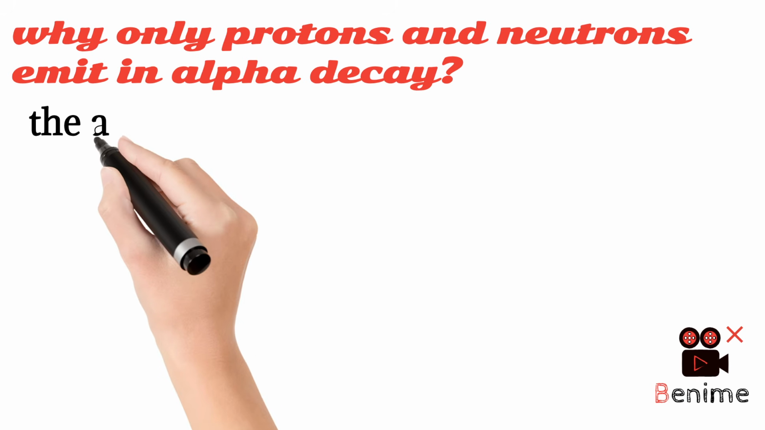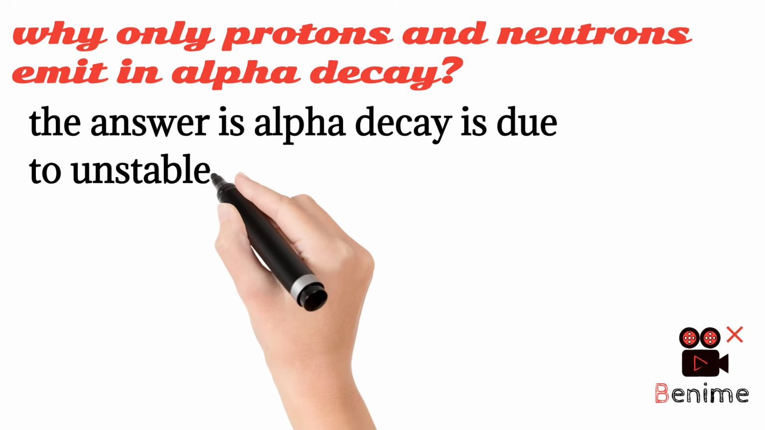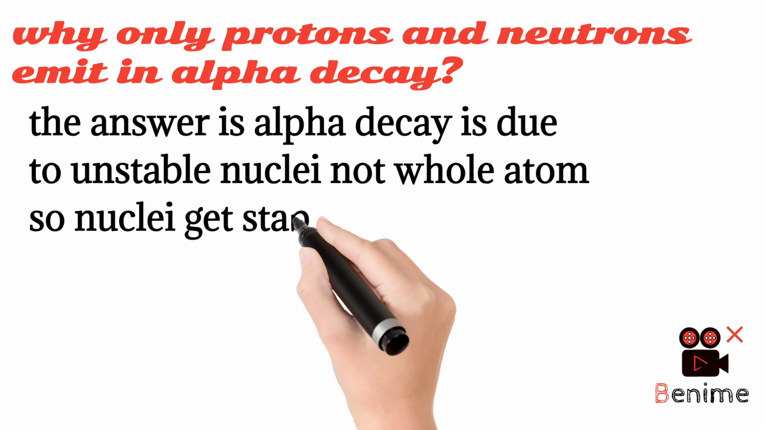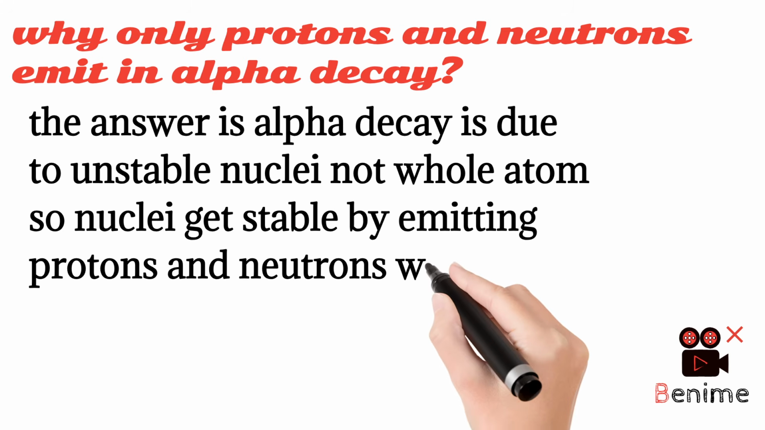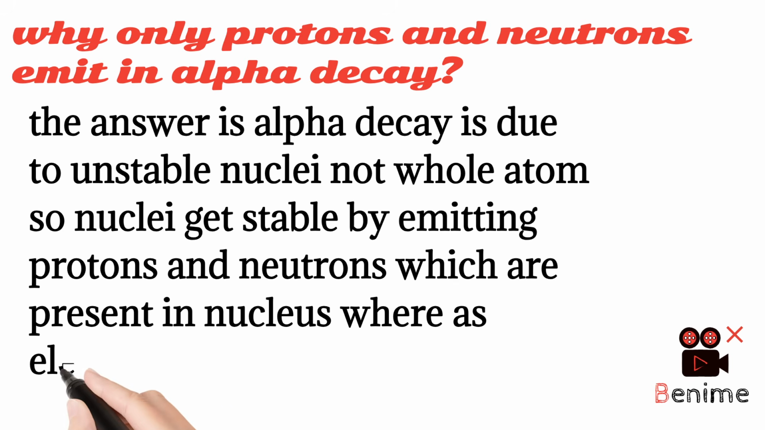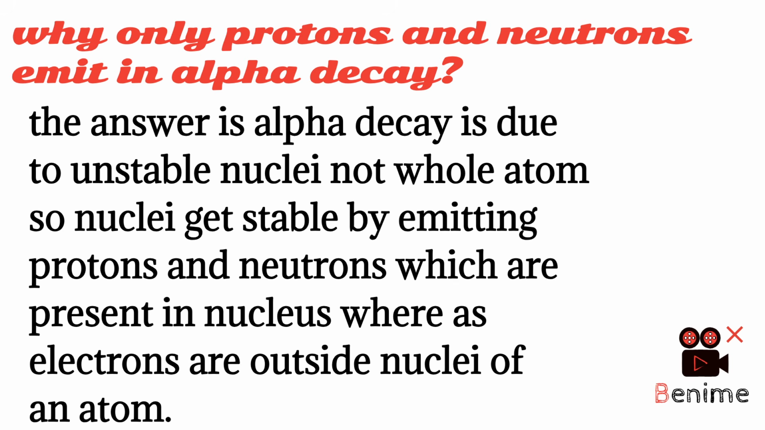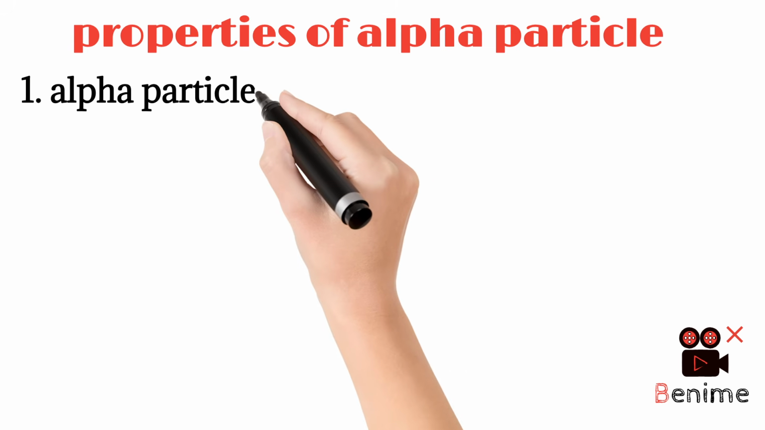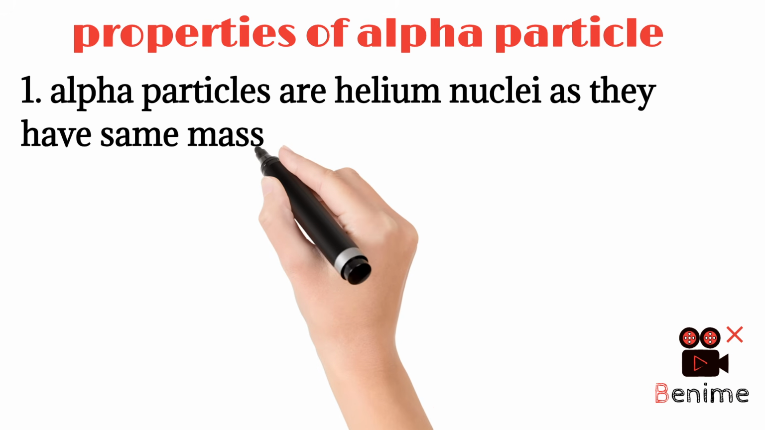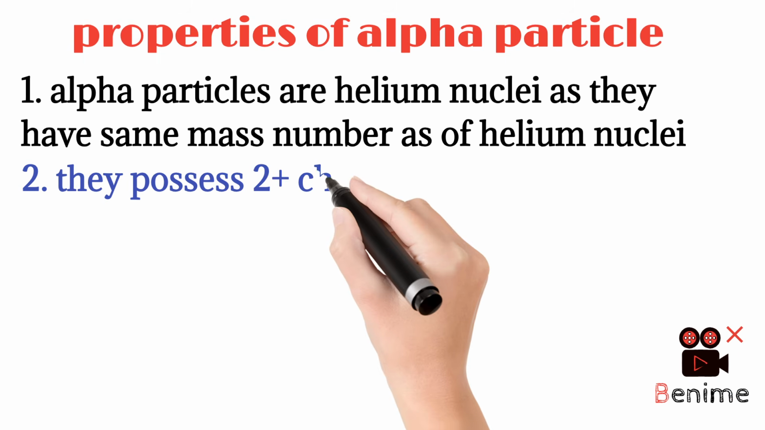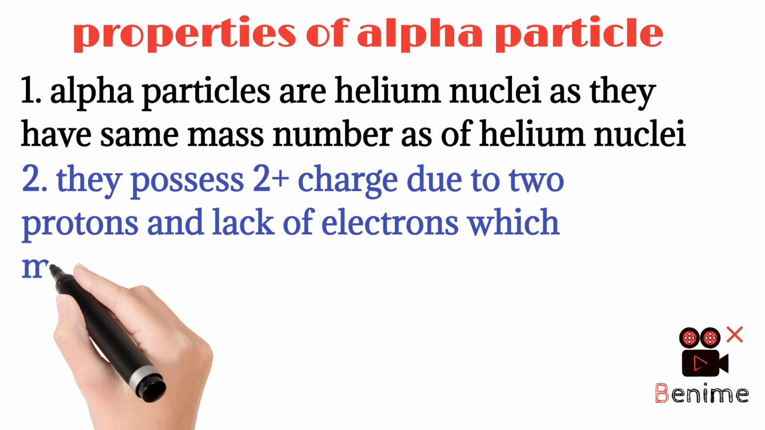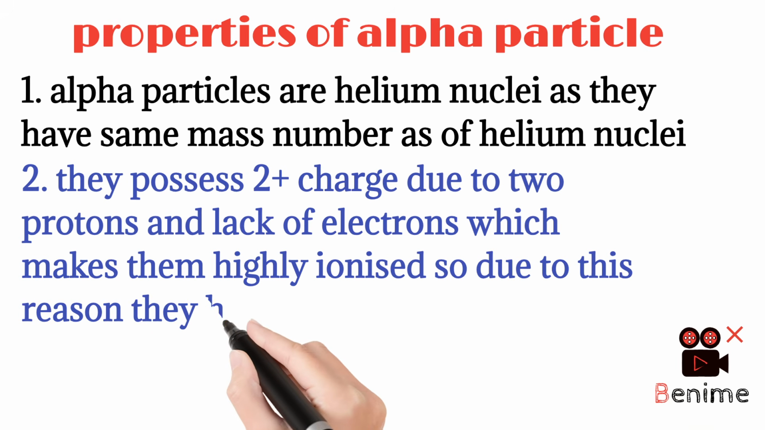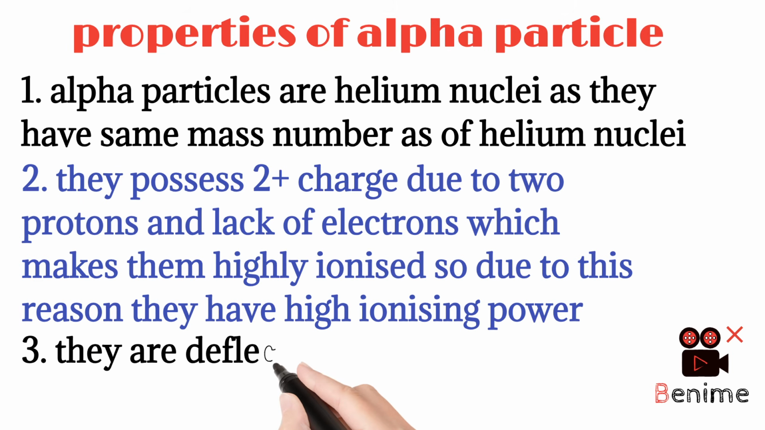Now we will study the properties of the alpha particle, where we first understand why alpha particles are helium nuclei. The answer is simple: due to the same mass number as the helium nucleus. The second property is that they have high ionizing power due to the presence of positive charge on them. The third and most important property is that they can be deflected by electric and magnetic fields due to the presence of positive charge as they move through the field.